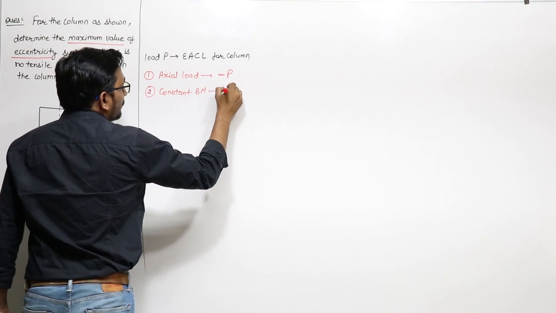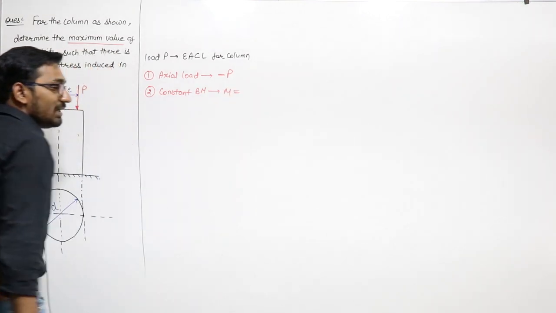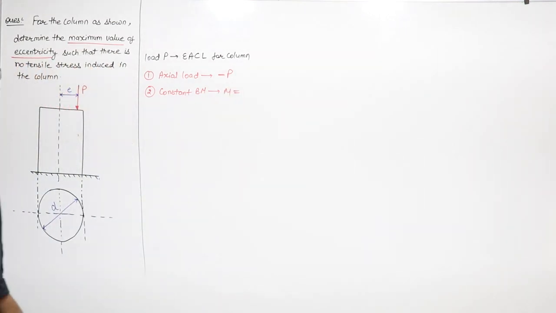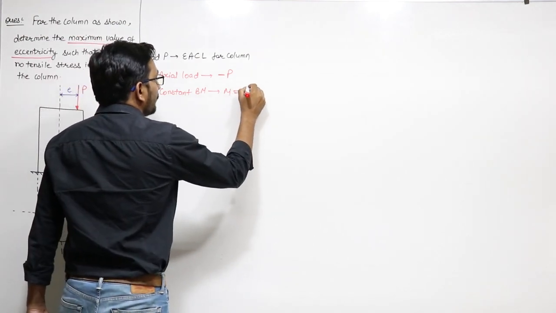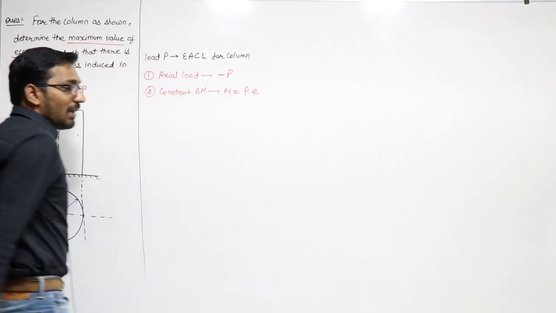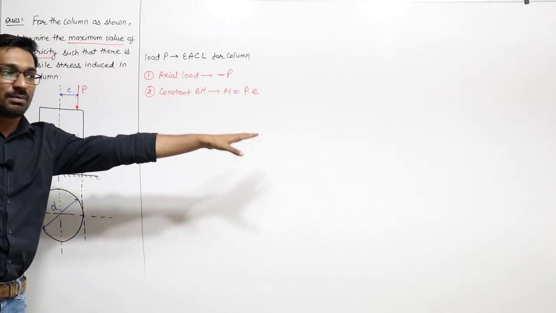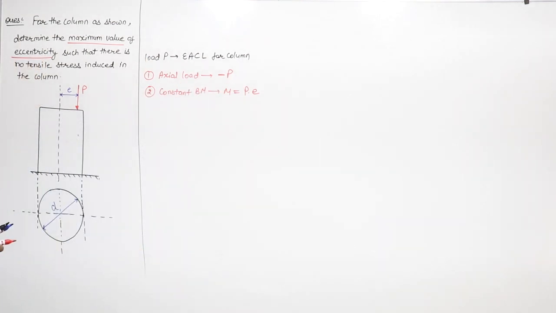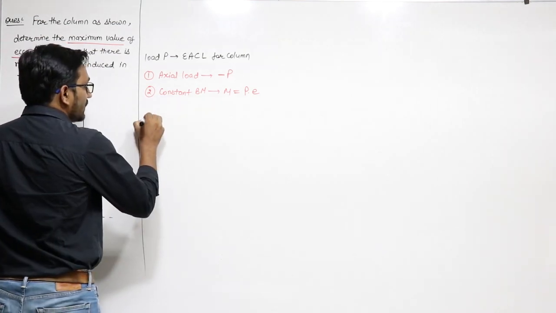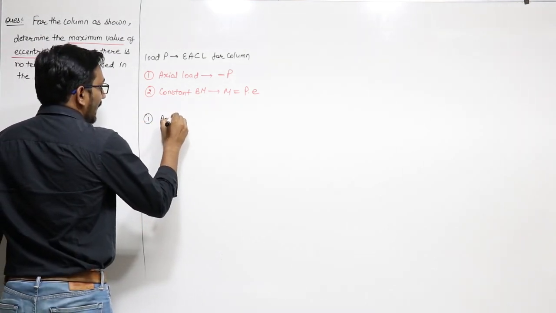The magnitude of that constant bending moment will be M equal to P into e. Right? Bending moment will be P into e. These two loads are acting on this column because of one eccentric axial compressive load. So let us solve for this axial load first. I am taking axial load.